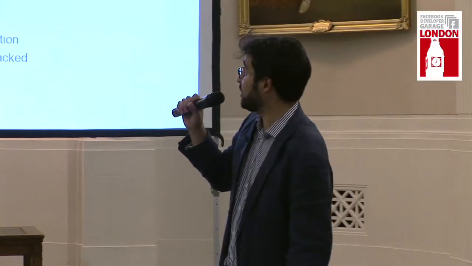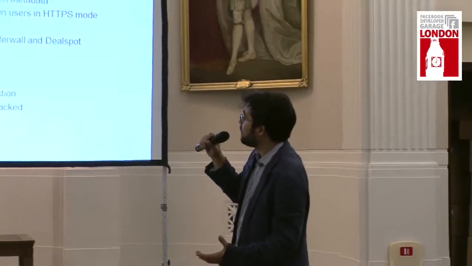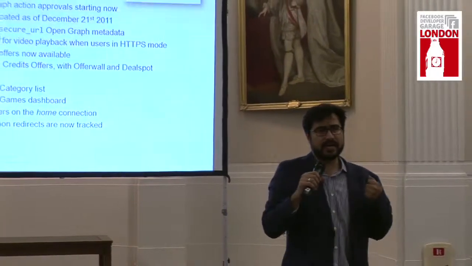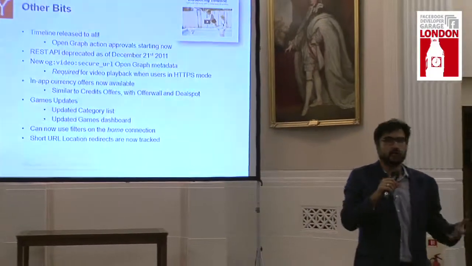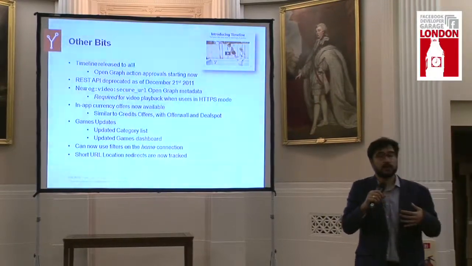There's a new Open Graph metadata tag for videos. If you want users to be able to view your video in the Facebook stream, when they're using HTTPS, you need to add this bit of metadata to your page. On the credit side, previously you could have offer pages that users could fill out a survey or give some marketing information to a third party, and that would in turn give them Facebook credits.